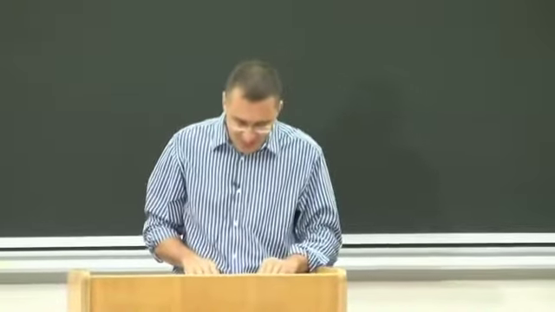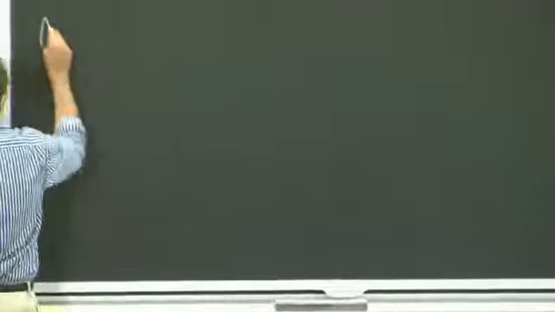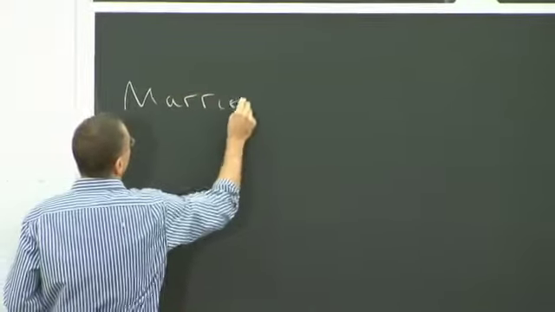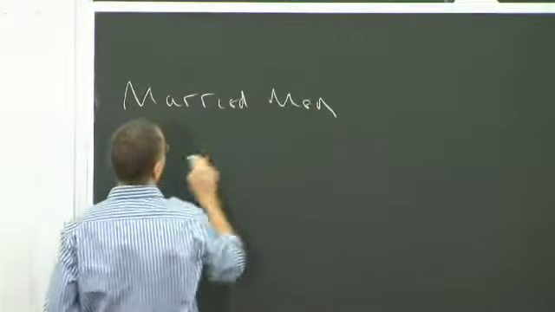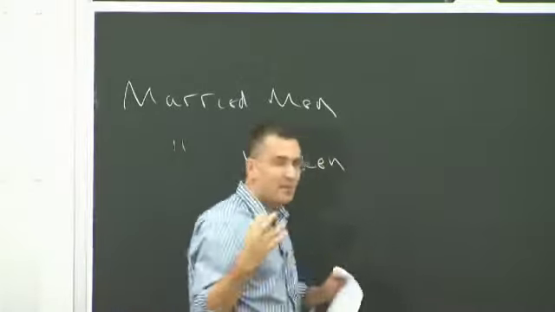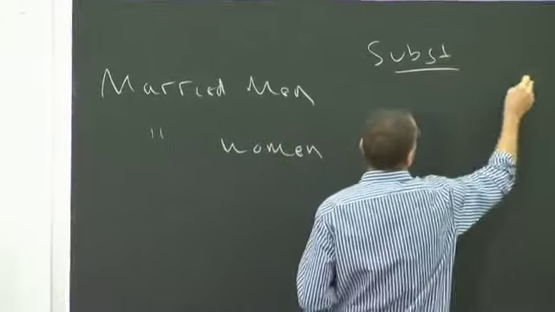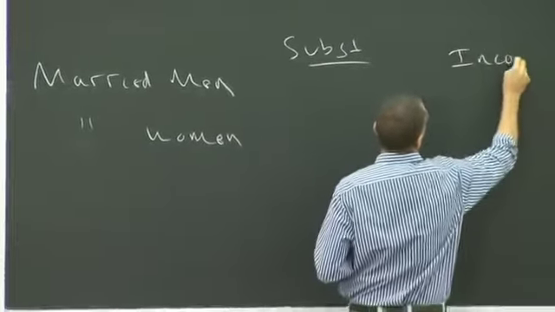Okay, so in that case, let's think about two groups. Let's think about married men, and let's think about married women. And let's just posit, hypothetically, how big we think their substitution and income effects would be.